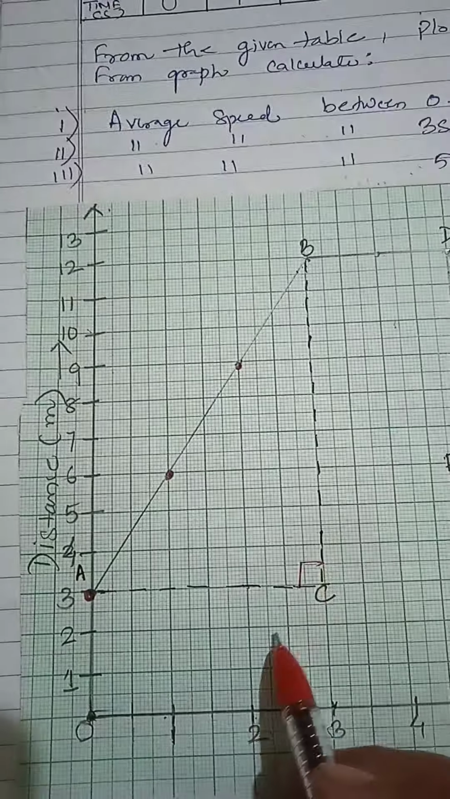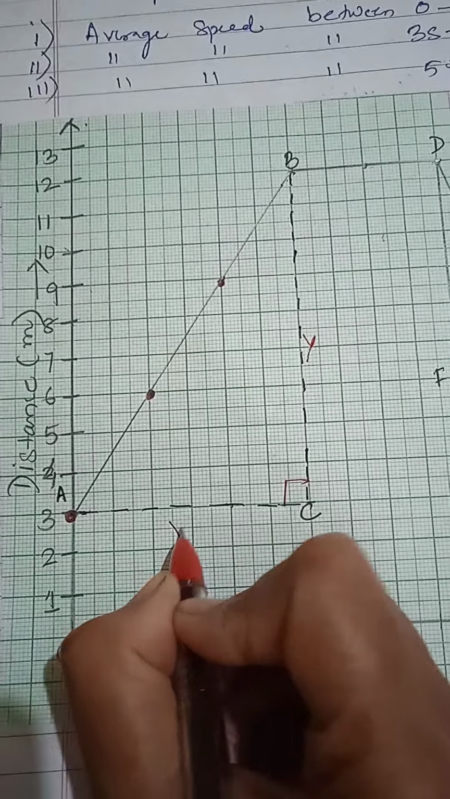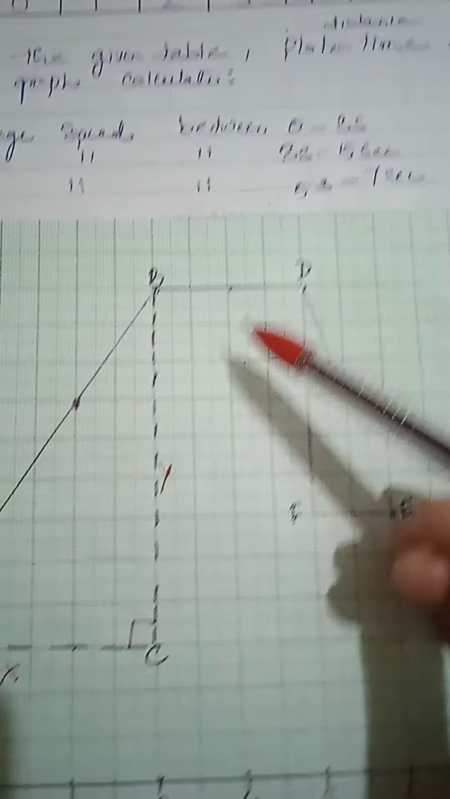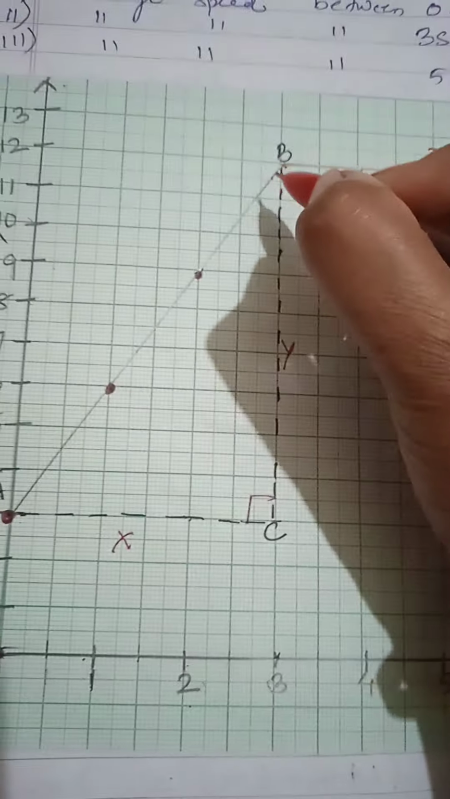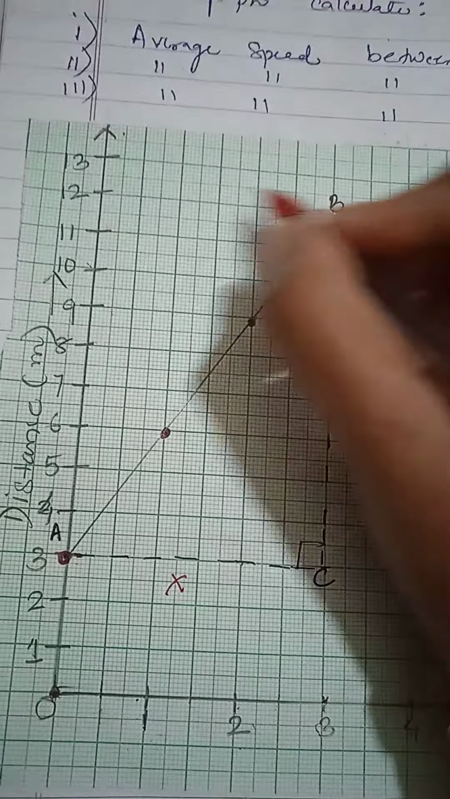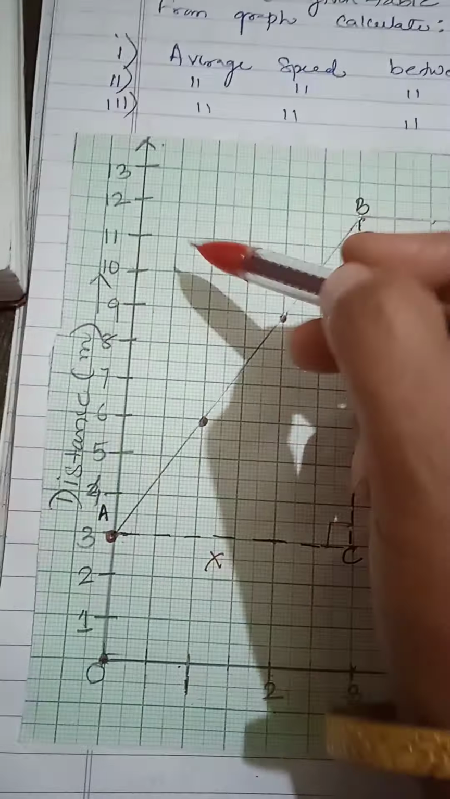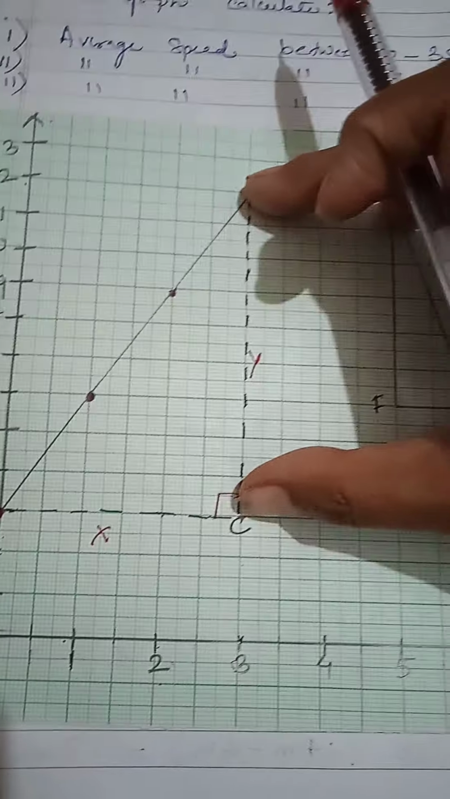So you have to find the slope. So slope will be what? Slope is equal to y by x. Y is BC and x is your AC. BC by AC. Now how will you find BC? BC, this is the upper point, 12, and C is the lower point, 3. So just subtract these two. 12 minus 3 will give you this portion BC.